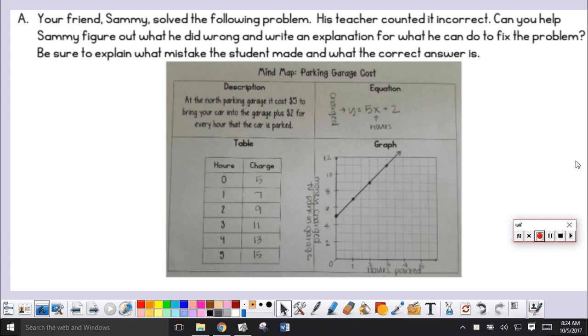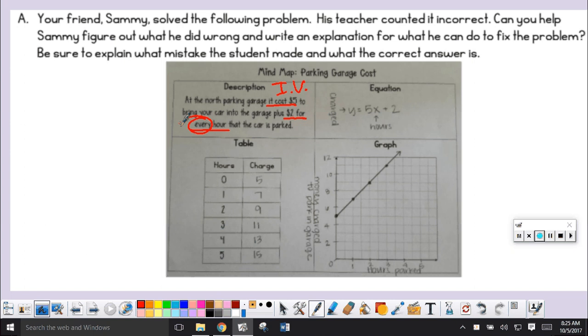That would mean to me that my initial value is $5. It costs $5 initially to park my car. So even if I only stay for 2 minutes, the moment I go into the parking garage, I have to pay $5. I know, it's a ripoff, but it's how parking garages work. So, $5 to bring your car in plus $2 for every hour. There's that keyword right there, every. That indicates our unit rate. It indicates that every single hour you're paying $2.